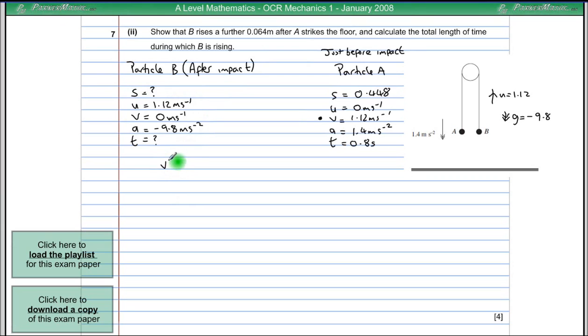We're going to use V squared equals U squared plus 2AS. So V squared is going to be 0. U squared is 1.12 squared. And 2AS, well, considering A is negative, I'm going to write a minus sign here. So 2 times 9.8 S. So let's rearrange it a bit. We're going to get 19.6 if we do 2 times 9.8. S equals 1.12 squared. If we divide through, we get S equals 1.12 squared divided by 19.6.